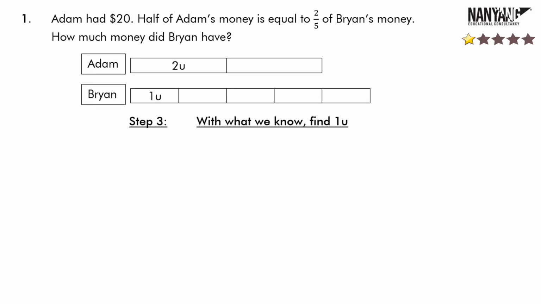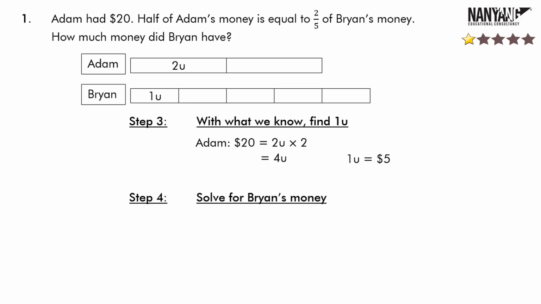So now with all this in place, we can find 1 unit. So let's see, they give us the total money Adam had, which is $20, and that will be 2 units times 2, which is 4 units. So 1 unit equals to 5. Now we can solve for how much money Brian had. Looking at our model, Brian obviously has 5 units of money, so that is 5 times $5, giving us $25. So that's the answer. Brian had $25.